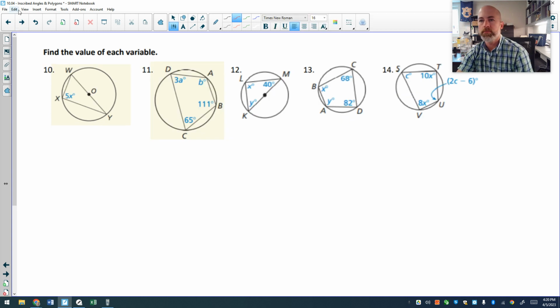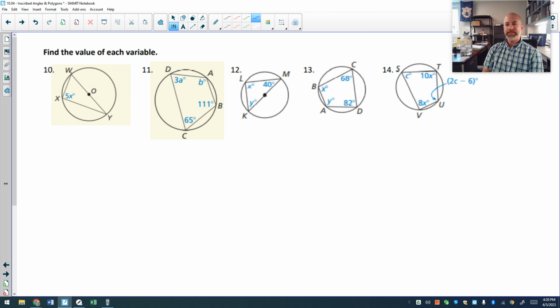Onward we go. I think this is it, isn't it? Yep. All right. Last four, find the value of each variable. So here I see an inscribed angle. It is opening up to the diameter. That means that will be a 90-degree angle. And the other way you could figure that out is that a diameter creates a semicircle, which is 180 degrees in measure. And the inscribed angle that intercepts a 180 degree arc would be half of that. 5x is going to be 90.